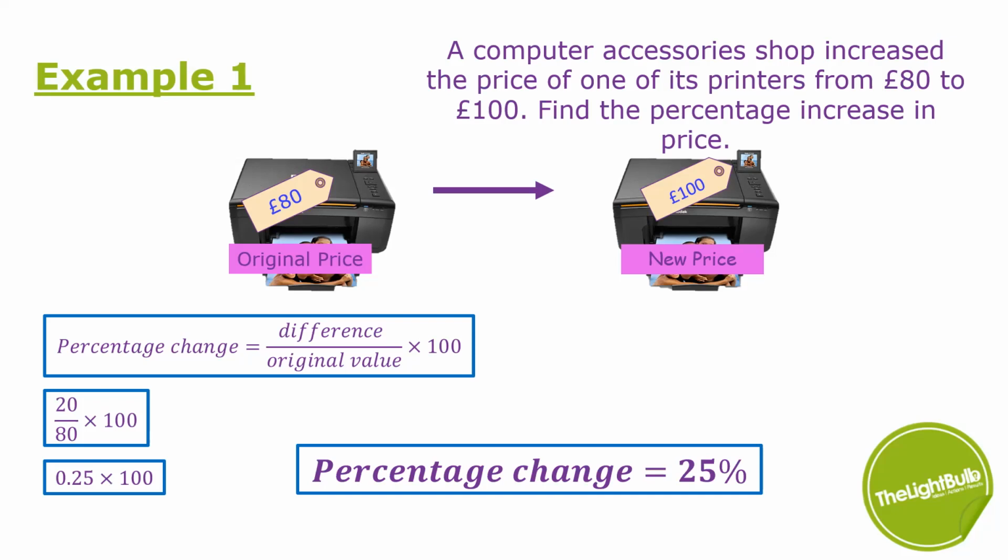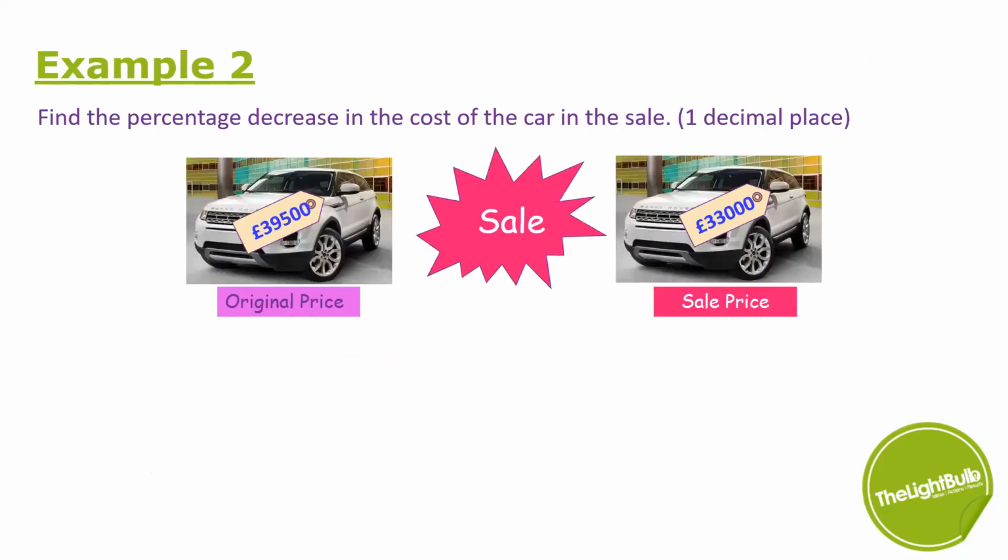Okay, let's have a look at another example. Example 2, we have a car that in the first instance cost £39,500, and then in a sale it's now marked as £33,000. So let me give you a moment to work out your answer to that. What is the percentage change that has taken place? I'll give you 30 seconds, but feel free to press pause to give yourself long enough to work this out. Okay, time starts now.